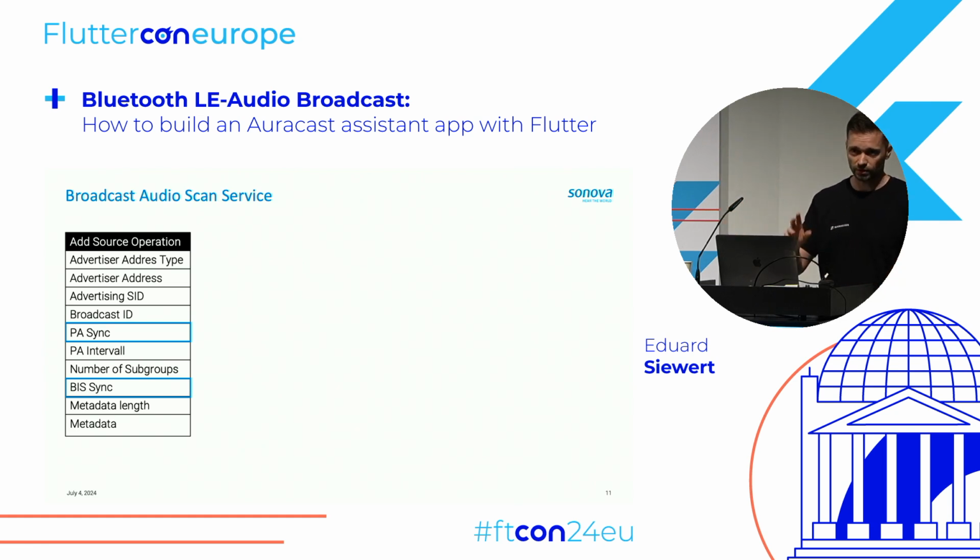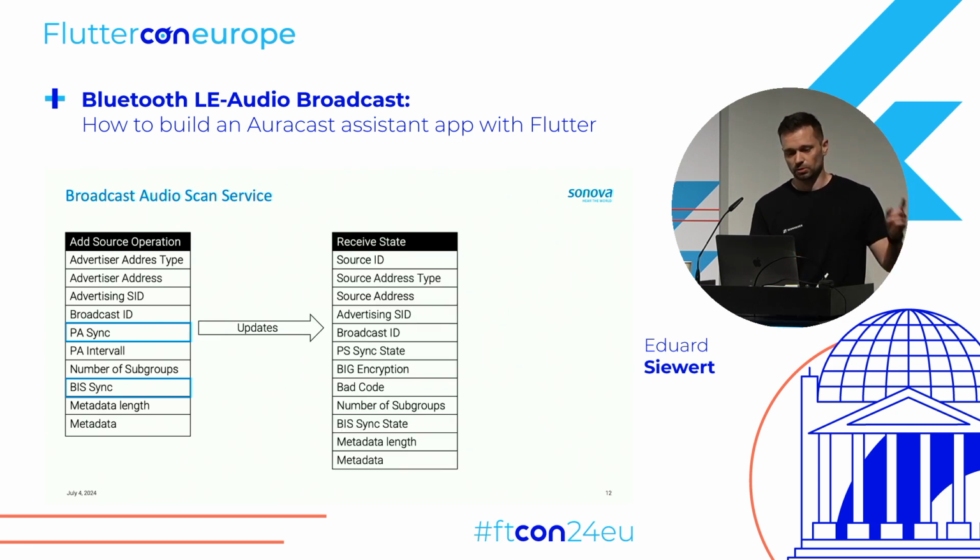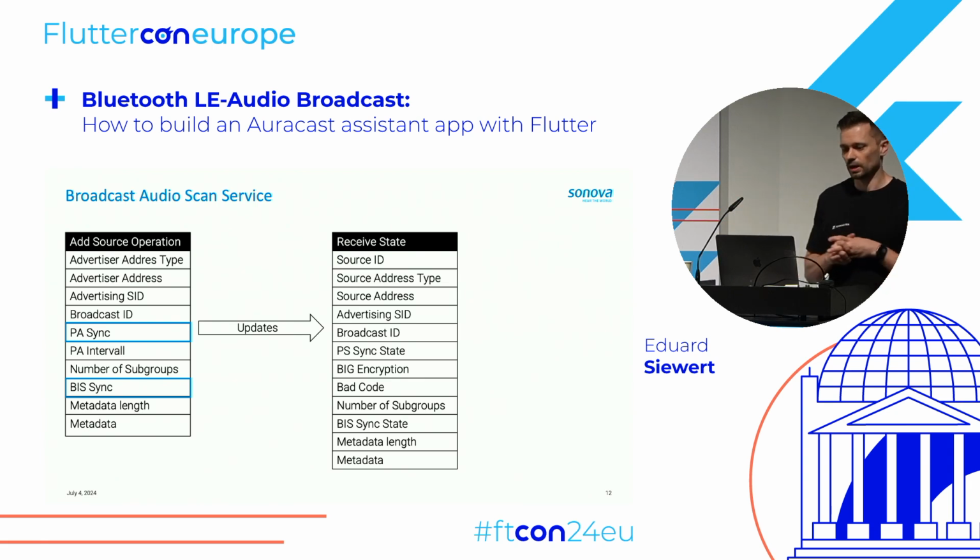And when we write this information, what happens is that the receiver will update another characteristic, which is called the receive state. There can be one or multiple receive states in each receiver, and each receive state represents a source. So this receive state would contain the information about the source that we have just added. And you can see it's mostly the information that we have provided initially, plus some additional information like the encryption state.